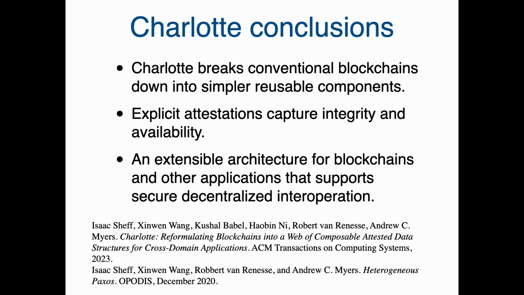Okay, so Charlotte is an attempt to take conventional blockchains and break them down into these simpler atomic components that we can then reason about. And I think the cool idea here is to have these explicit attestations that talk about integrity and availability and have a kind of semantic framework for reasoning about them. So it's an extensible architecture for building decentralized applications and allows actually interoperation of these applications.